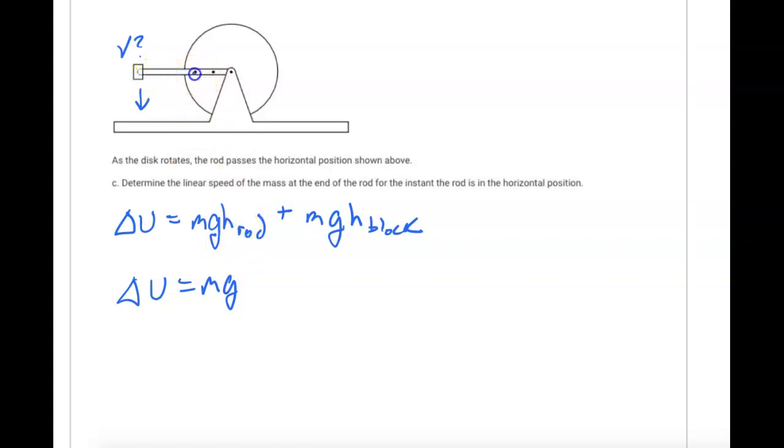So the radius of the rod is going to be here, and it's going to fall. But remember, it falls in an arc like this. So this is going to be mgr times the cosine of the angle, the angle that we had. And then this is plus, now remember this is double the mass of the rod, so that's 2mg. And then the height of the block is going to be double the radius, so this is going to be 2r times cosine of the angle.